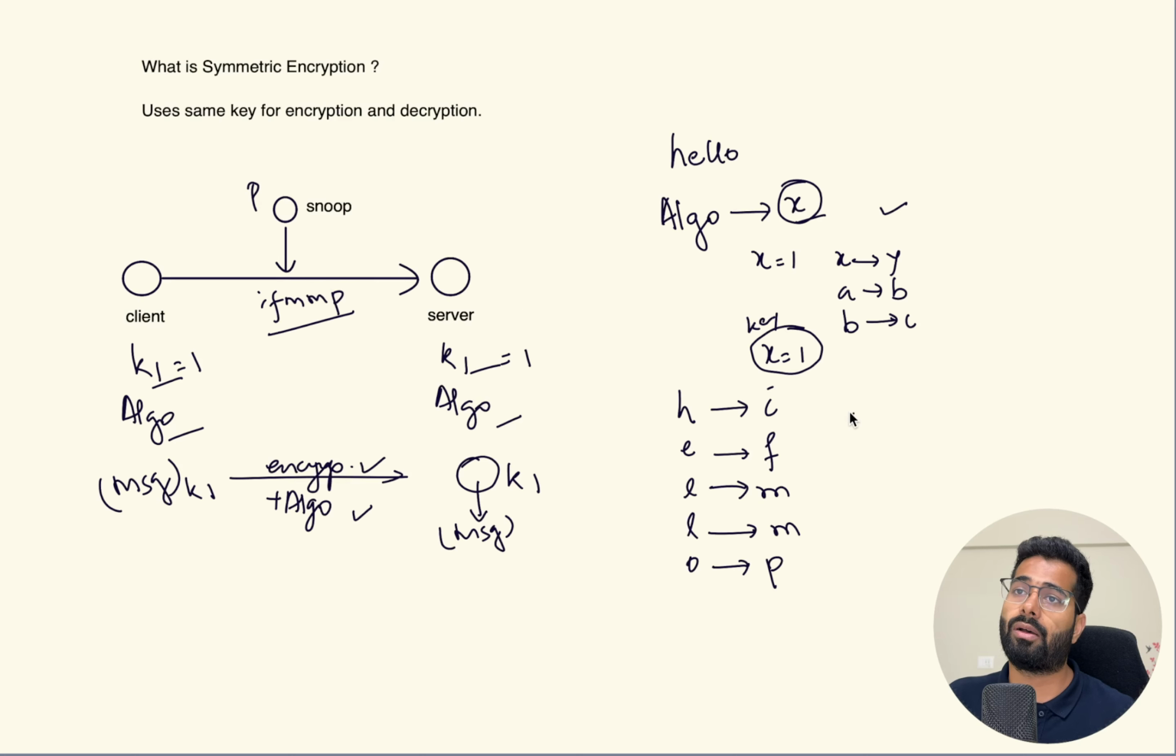During the decryption side, the value of X is 1 and they are going to decrypt it. So during decryption, they hop back 1 character. So again, I becomes H, and we get HELLO. So the server can use this message as it is. This was a very basic example.